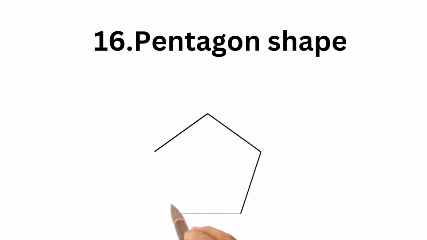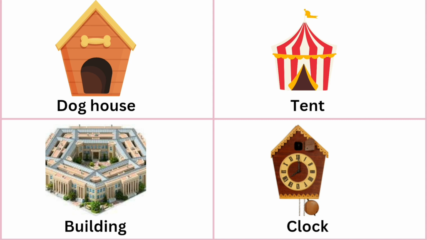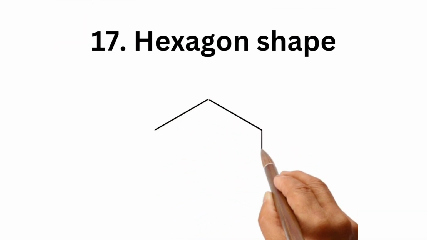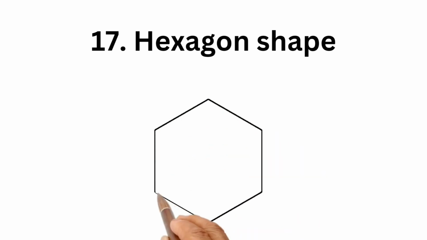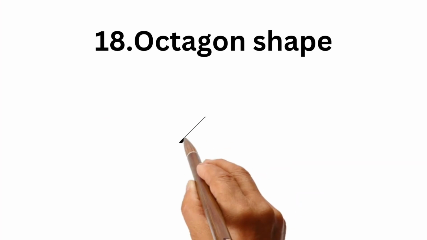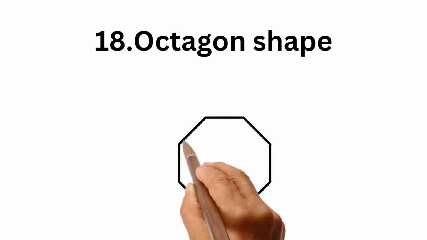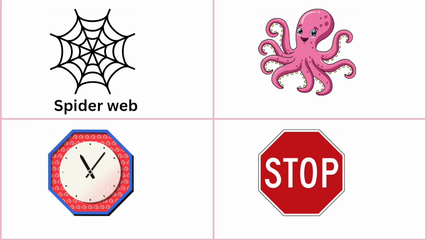This is pentagon shape: doghouse, tent, building, clock. This is hexagon shape: pencil, bolt, screw, honeycomb. This is octagon shape: spider web, octopus, clock, signboard.